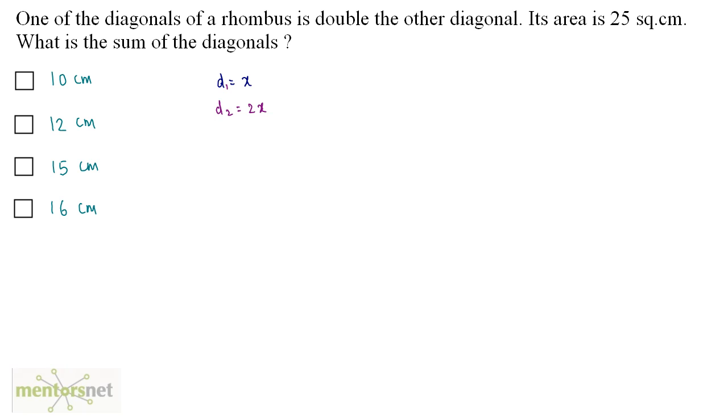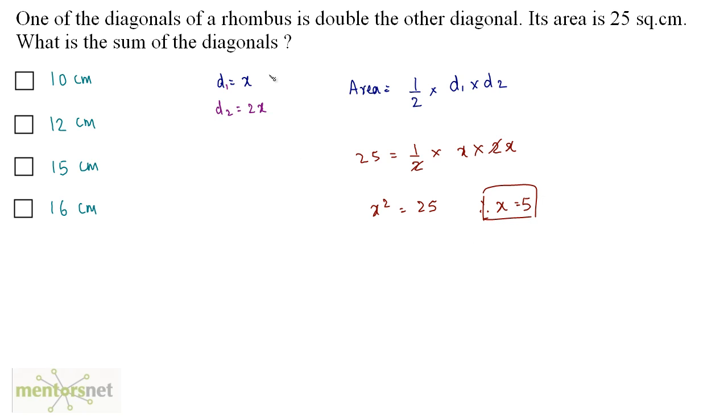And area is given to be 25 centimeter, and we know the formula for the area of a rhombus, that's half into the product of the diagonals. So 25 is equal to half into x times 2x. This 2 gets cancelled out. X square is equal to 25, therefore x is equal to 5. Now that we've got the value of x, we can find D1 and D2. So D1 is 5, D2 is twice of 5, that's 10. So D1 plus D2, the sum of diagonals, is 5 plus 10, and that's 15 centimeters. So option C.